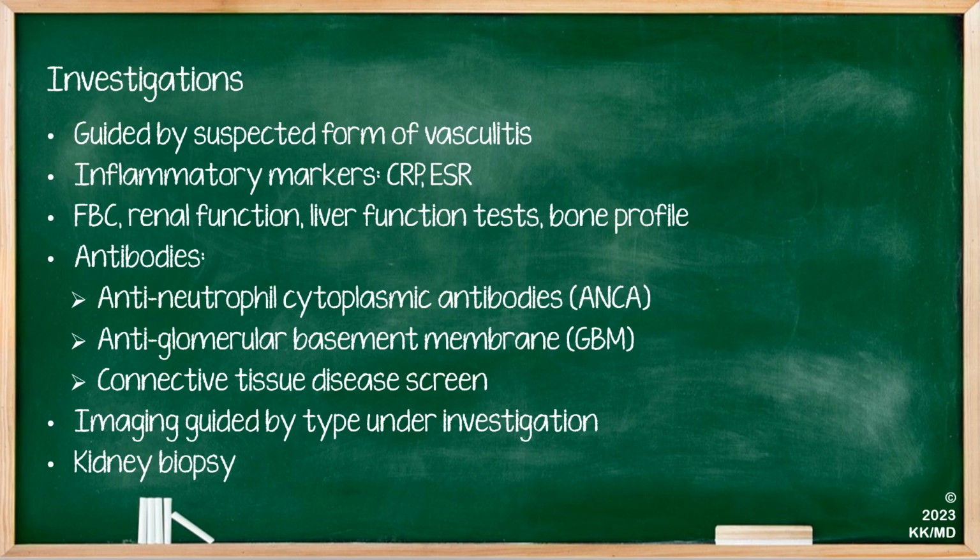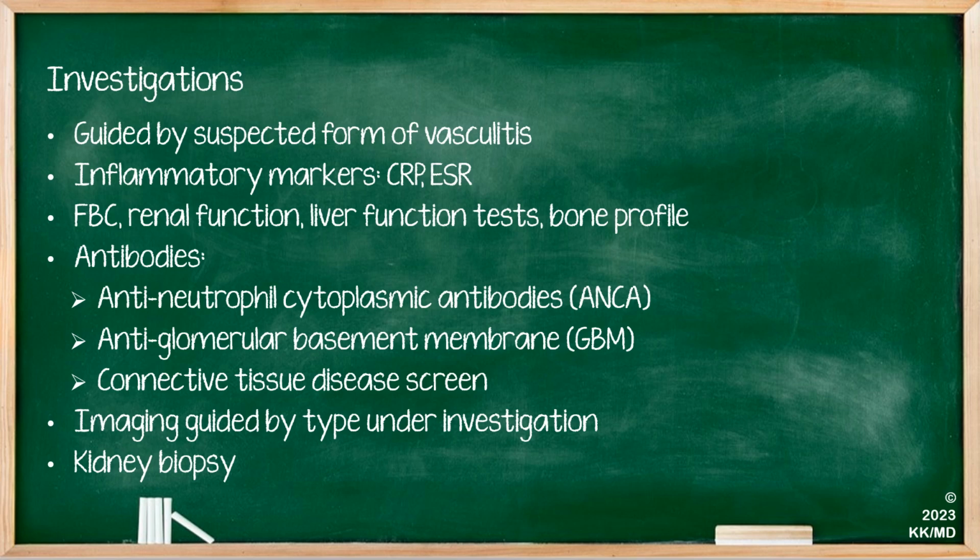Antibodies, again, will be guided by whichever form of vasculitis you are suspecting, but the specific ones to be aware of are anti-neutrophil cytoplasmic antibodies, or ANCA, anti-glomerular basement membrane, or anti-GBM. And usually a connective tissue disease screen, as we've previously discussed, would be undertaken in these patients just to ensure there's no overlap symptoms or any other underlying cause of their symptoms.